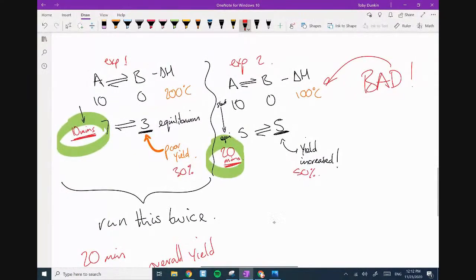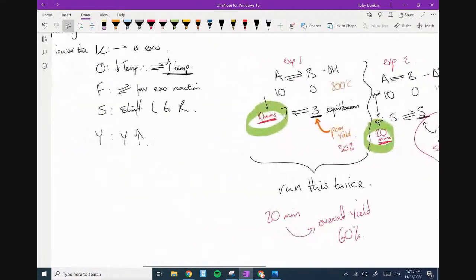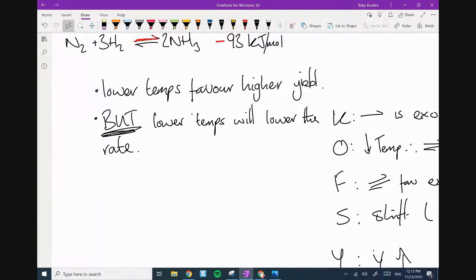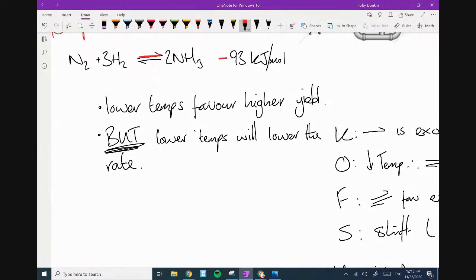The lower temperature did give me a better yield. It did. We love this. But the yield increase that I got was not enough to compensate for the extra time I need to reach equilibrium. So this is why you have a compromise. Lower temperatures favor high yield, but lower temps will lower the rate. So we have a compromise.